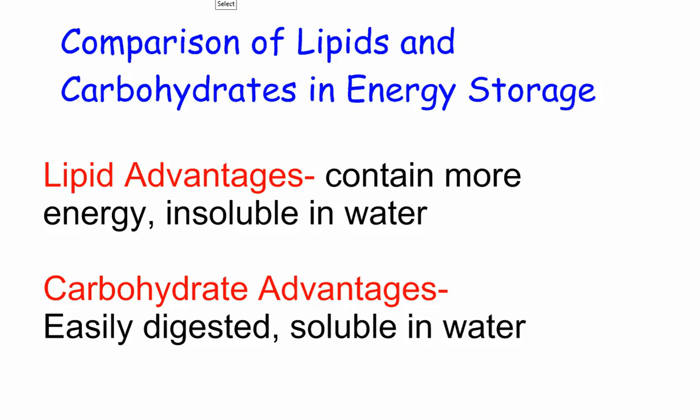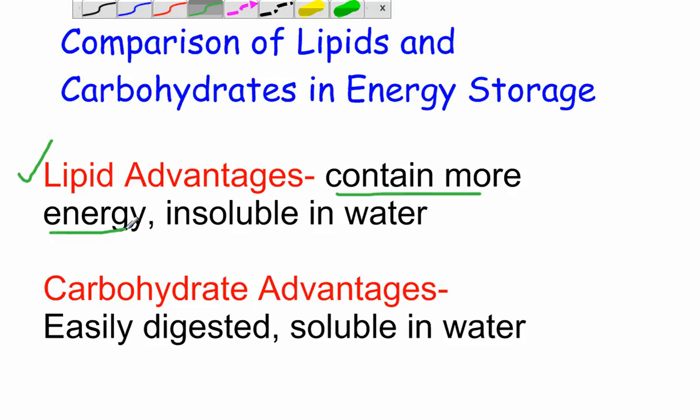Let's go ahead and summarize it up. So let's do a comparison of lipids and carbohydrates in terms of energy storage. Let's do the lipids first. Lipids contain more energy. You get more calories per pound in fat than you do in sugar. So it actually is better to be eating a candy bar than it would be to eat a big stick of cheese. Lipids are also lighter, and they're insoluble in water.